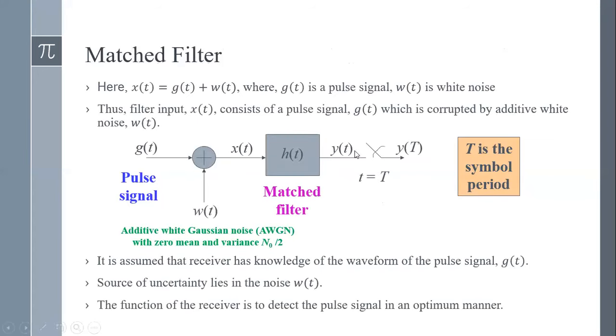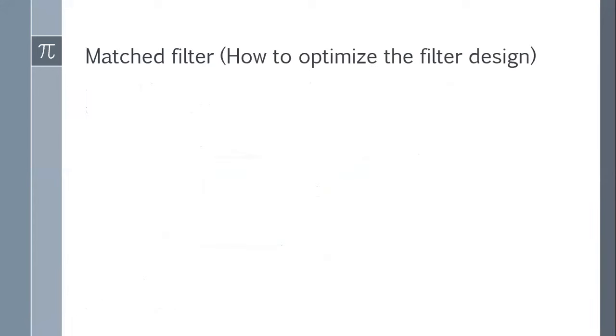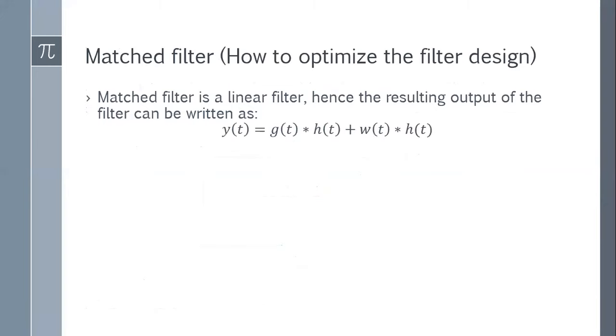Now see, this is y of t. So how can I write y of t? y of t can be written as x of t convolution h of t. Yes or no? Please respond. Right. So y of t is equal to x of t convolution h of t.